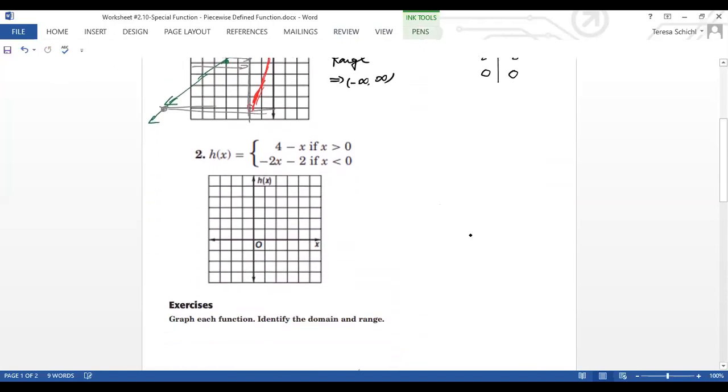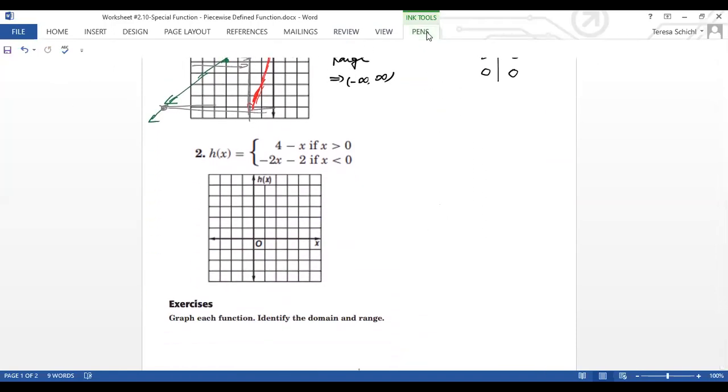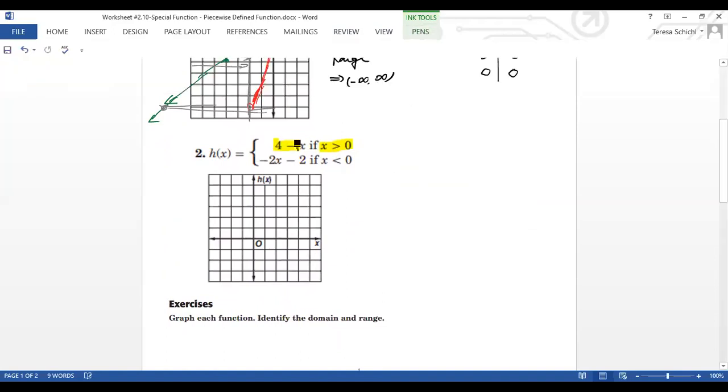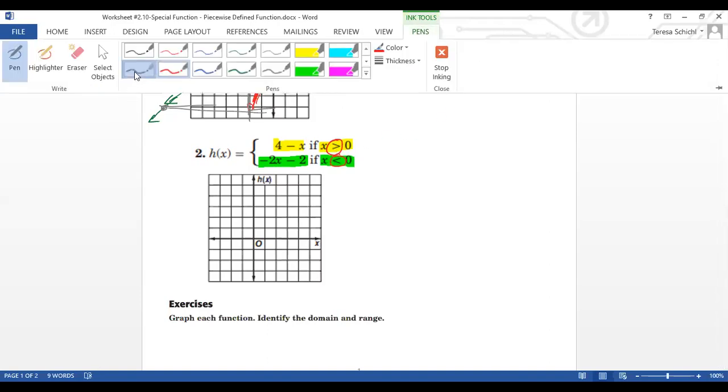Okay, let's take a look at the second one here. The first domain is x greater than 0, so the function is 4 minus x. The second domain is x less than 0, so it's negative 2x minus 2. Like we talked about, we always break, because they break at zero, right? So we're going to break at the 0 point.